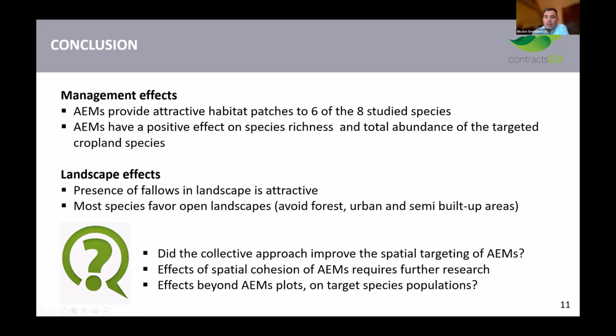In conclusion, measures provide attractive habitat patches to 6 of the 8 studied species. They have a positive effect on species richness and total abundance of the targeted cropland species. The presence of fallows in the landscape is attractive, and most species favor open landscapes, so we'll avoid forest and urban and semi-built-up areas especially.